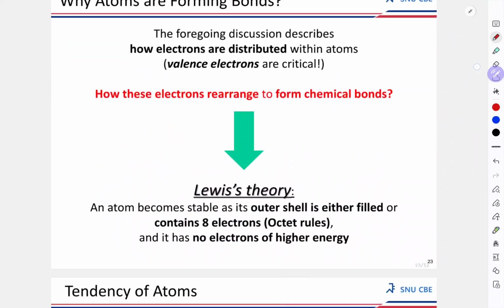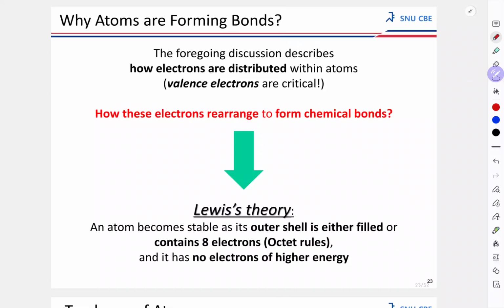Right, maybe you can answer the following question, the very fundamental question: why do atoms form bonds? Thus far, we reviewed how electrons are distributed within an atom, and the point was that valence electrons are very critical. Valence electrons dictate the nature of the chemical properties of a given element. The next question, which is also very important, is how these electrons rearrange and form chemical bonds.